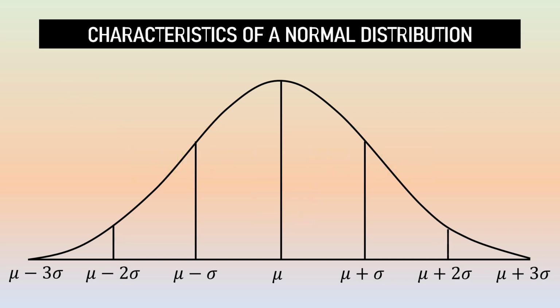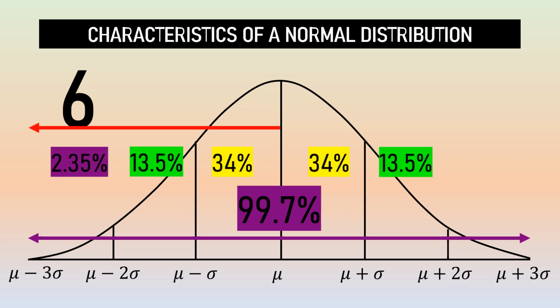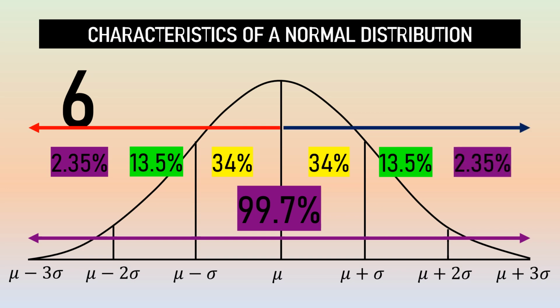For the sixth characteristic, scores within 3 standard deviations from the mean are approximately 99.7% of the area of a normal distribution. So this simply means that these 3 areas to the left and to the right of the mean are where 99.7% of scores are located. Or that is an additional 2.35% to the left or below the mean, and another 2.35% above or to the right of the mean.